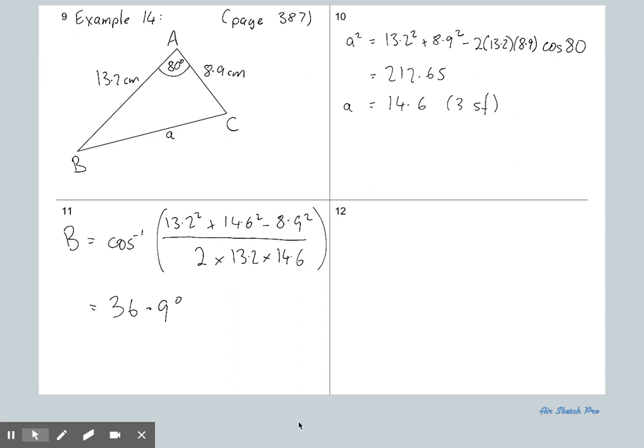So we've still got angle C. I'm going to pause the video for a second and just give anyone who's following a minute or two to see if they can work out what angle C is.